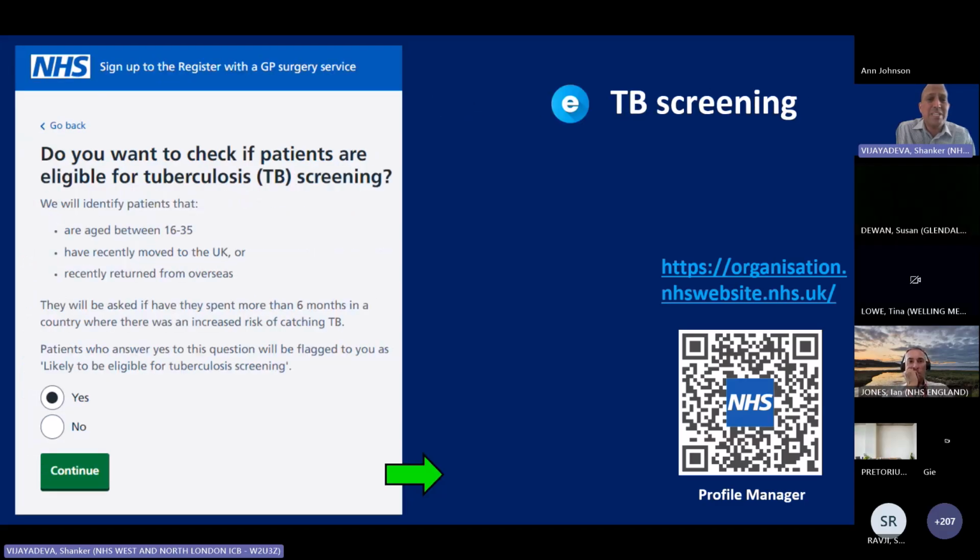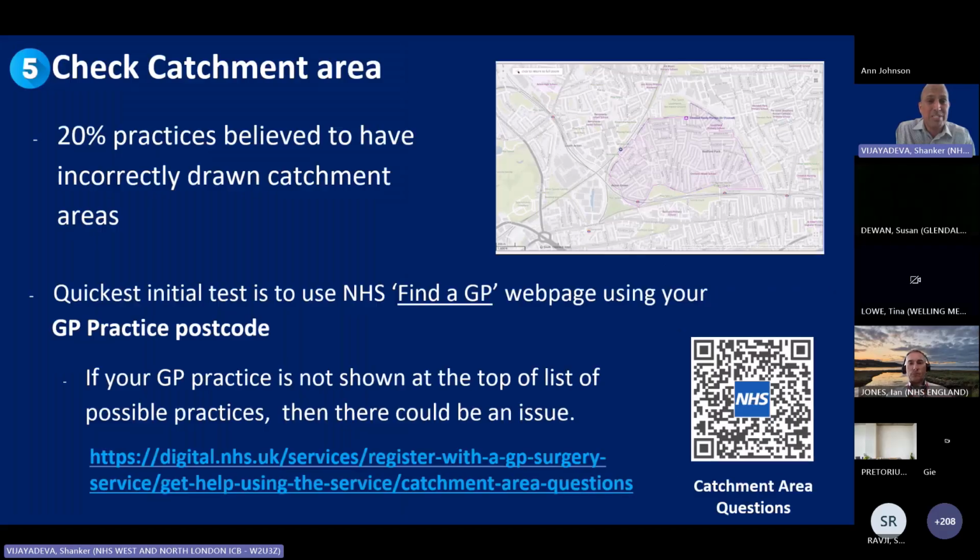But this is one that you may have missed, TB screening. It's an option that they put in later, so some of you might have not seen it. So you can turn it on and it adds additional questions for certain cohorts to help you screen for TB, particularly if you've got a local initiative. And in London, that is definitely obviously a big priority for us.